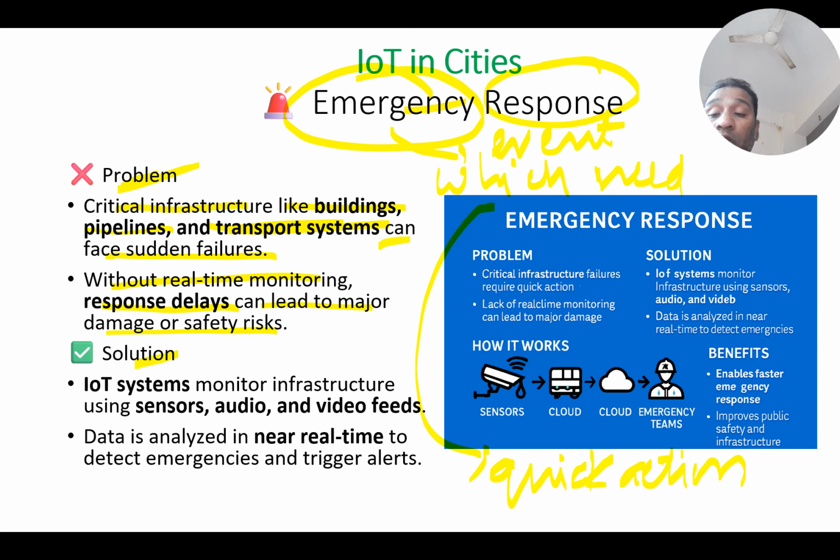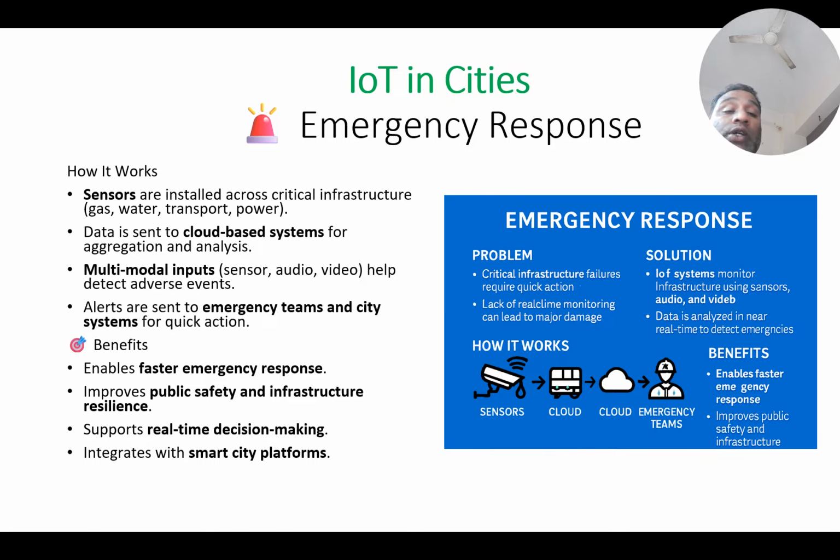So what is the solution? Of course, IoT is going to provide the solution. It monitors the infrastructure using sensors, audio and video feeds. The data is analyzed in near real time to detect emergencies and send alerts. Let us see how it works. Sensors are installed across critical infrastructure: gas, water, transport, power.